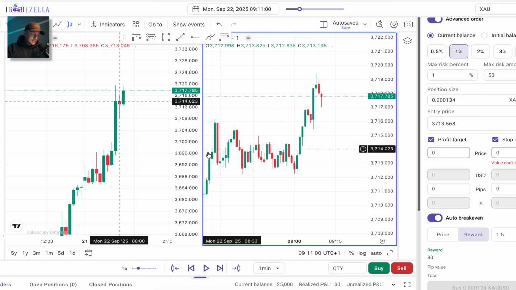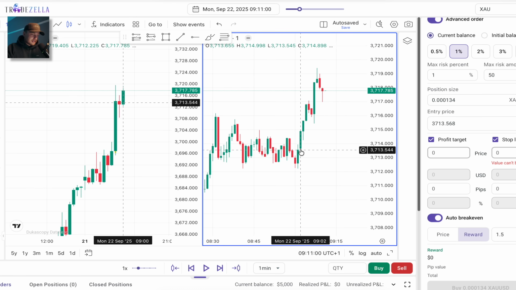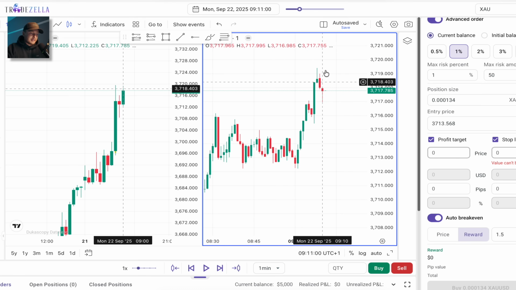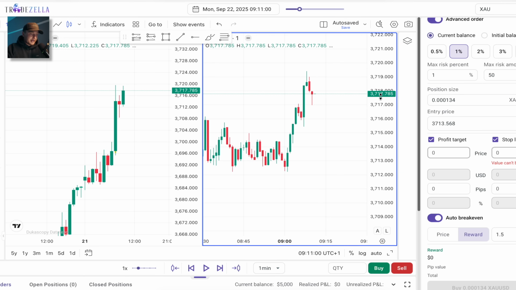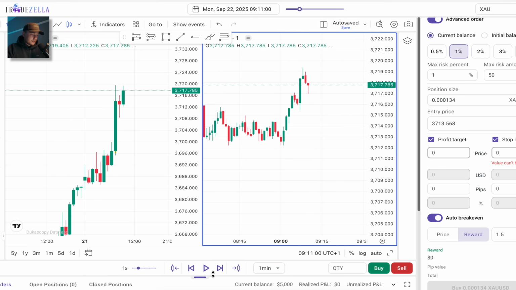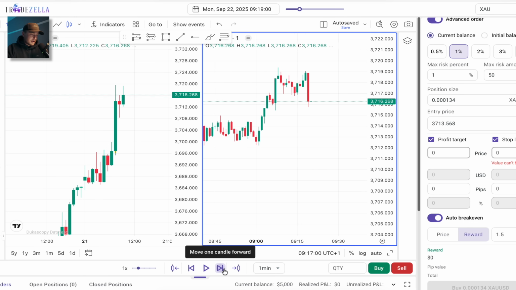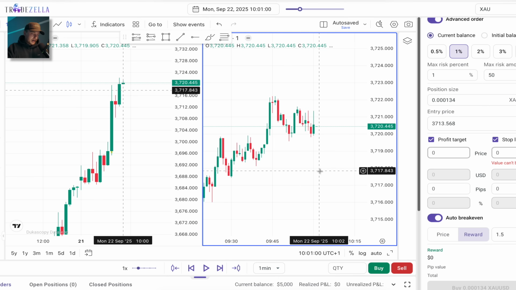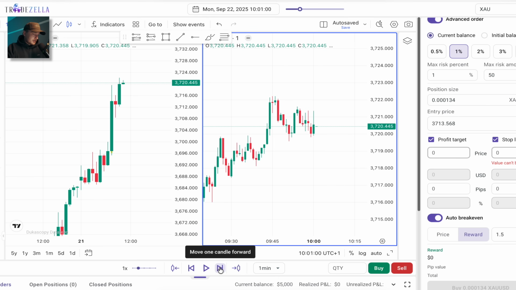Now, again, what I don't want to see is price moving sideways like this. If I'm looking to sell, I want to see price clearly pushing up, failing to break a high, and then coming down. So for me, there's nothing yet. We just keep waiting. So pretty quiet Monday morning so far. Let's see what's happening now.